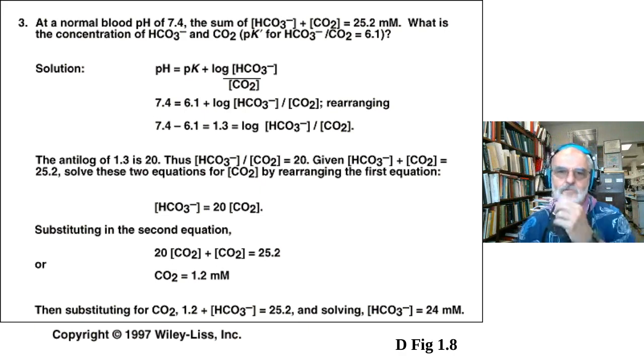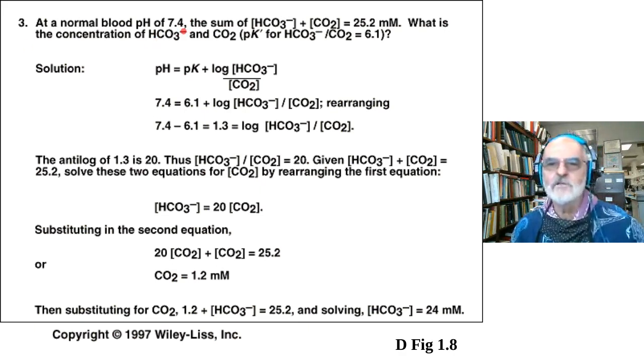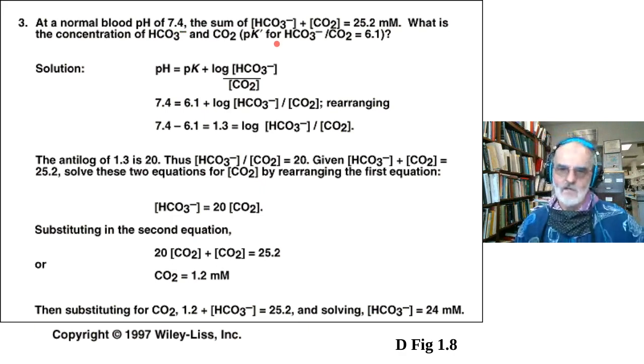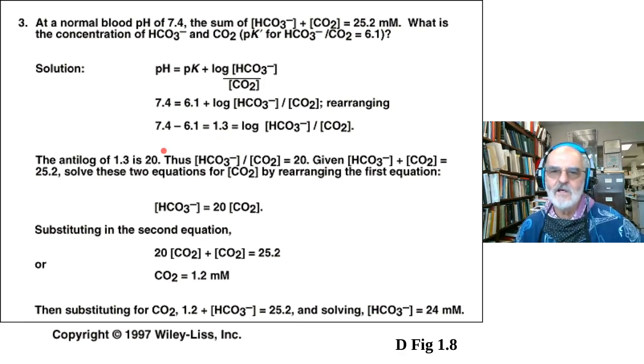Okay. At normal blood pH, which is 7.4, the sum of the bicarb and the CO2 is 25.2 millimolar. What is the concentration of bicarb and CO2? Okay. So the pK again is 6.1. So 7.4 minus 6.1 is 1.3. The anti-log of 1.3 is 20. Okay, so just take the log of 20 and you will get 1.3. So 20 equals bicarb over CO2. Okay, and so that's shown in this first part.